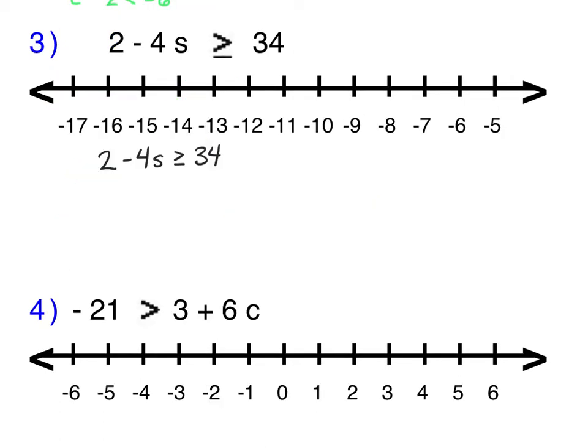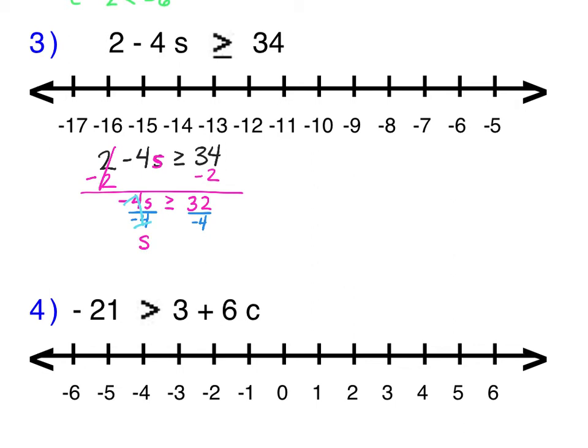All right, so we're going to start on the variable side. I see the variable on the left, right here. I'm going to get rid of this 2, so I subtract 2 on both sides. I am left with negative 4s is greater than or equal to 32. I'm now going to get rid of this negative 4. I want a positive 1, and negative 4 divided by a negative 4 is a positive 1, so I need to divide by a negative 4 on the left and the right. That gives me s.